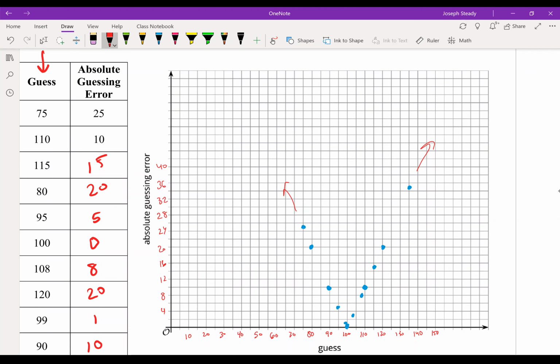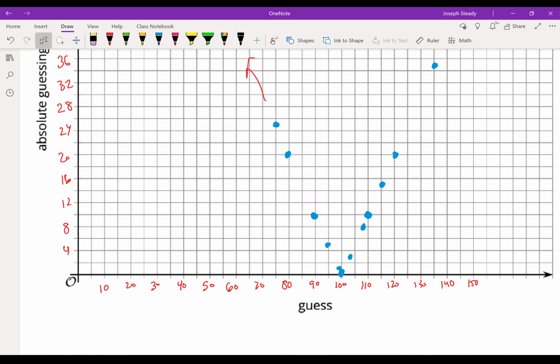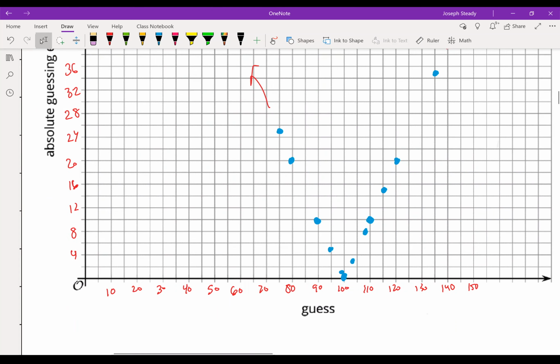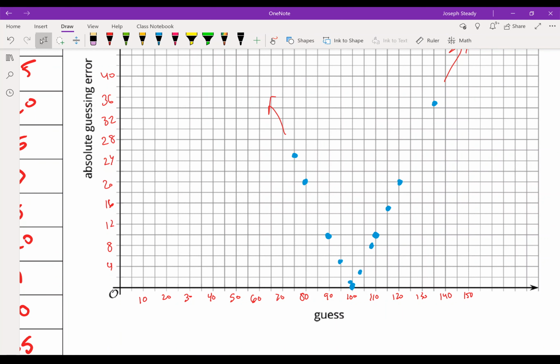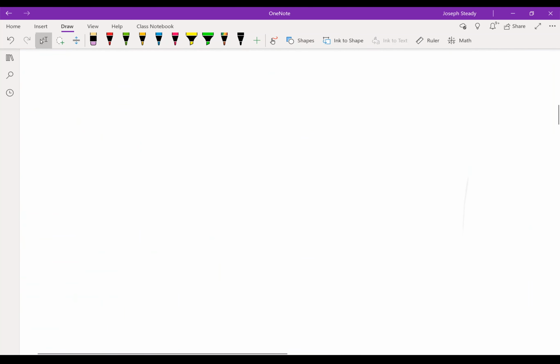The other thing I notice is that this V seems to meet right in the middle at the correct guess, where when you guessed 100, you had an error of 0. And it seems to be symmetrical about that point, right? It is the same on both sides. So I'm going to write a couple of those things down here.